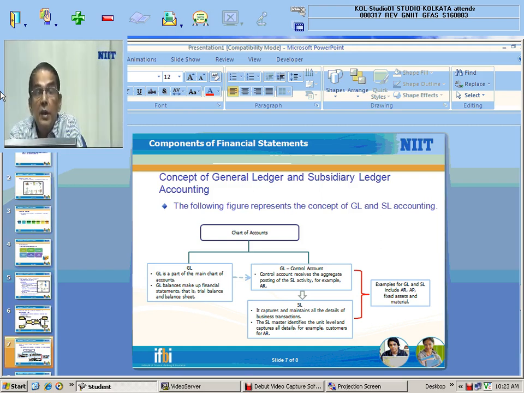The detailed breakup will be available only in the subsidiary ledger. So if you want to look at a particular customer's transactions, we have to go to the subsidiary ledger and look at his account maintained there. The entire account receivable activity's aggregated position will be reflected in the general ledger, but the activities and transactions relating to each customer will be seen in the subsidiary ledger for the account receivable. I hope the concept is clear to you.